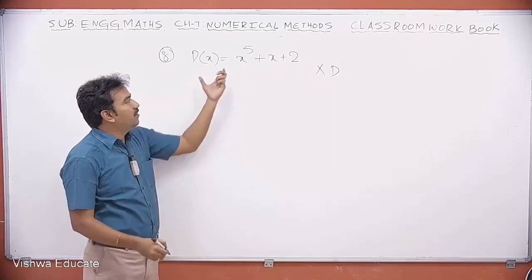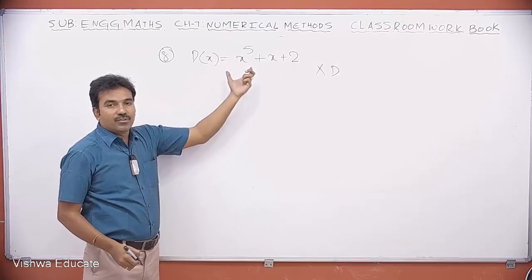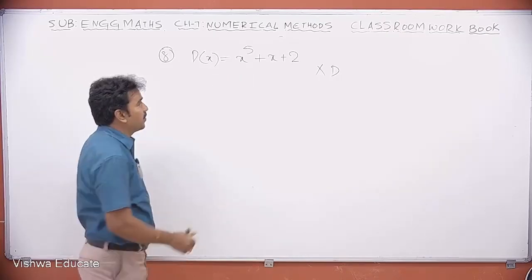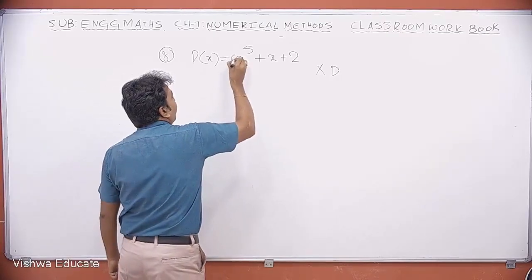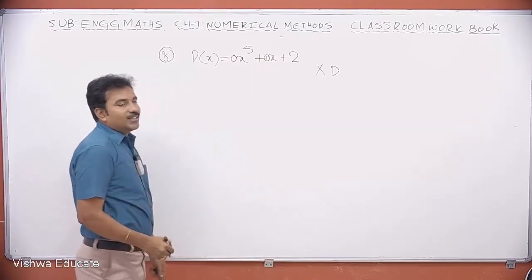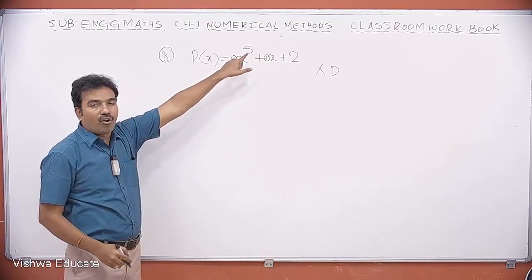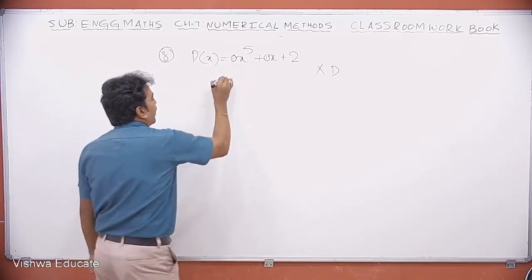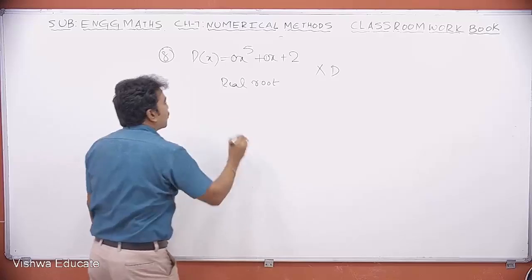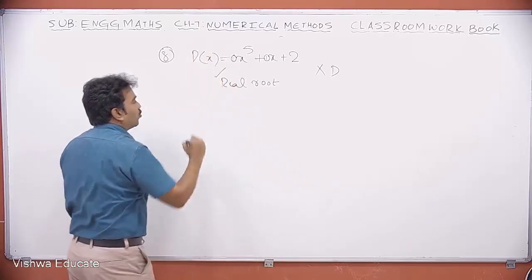So it may have 3 real and 2 complex roots, 1 real and 4 complex roots, or all real roots. So let us hope for this. Now here the coefficient of x power 5 is 1, the coefficient of x is 1, and the constant is 2. Since it is a fifth, odd degree polynomial, it must have at least 1 real root. So let us try for this real root.